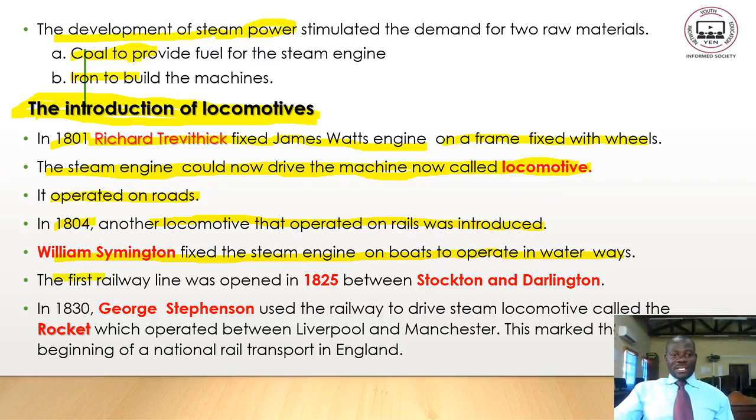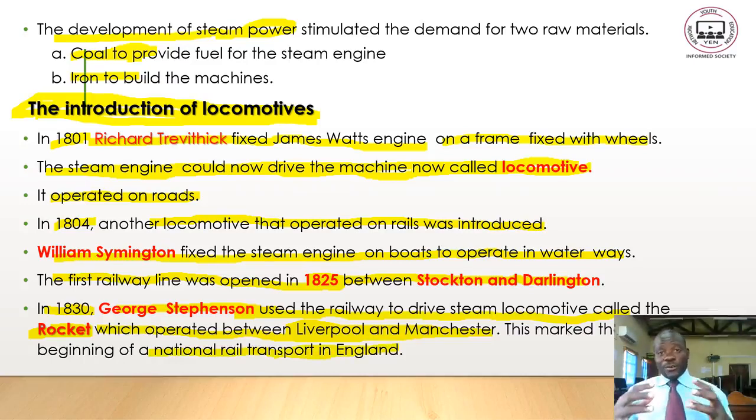Now, the first railway line was opened in 1825 between Stockton and Darlington in England. And in 1830, George Stephenson used the railway to drive a steam locomotive called the Rocket. So the first train was called the Rocket, which operated between Liverpool and Manchester. There was a train called a Rocket there. So this marked the beginning of national railway transport in England.